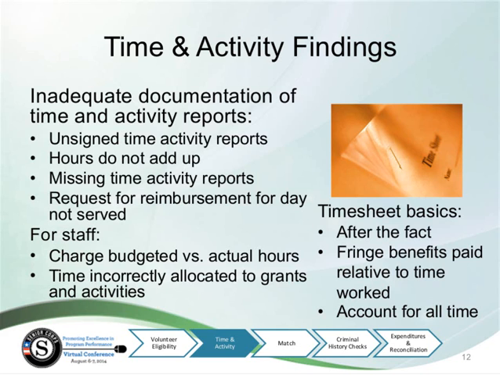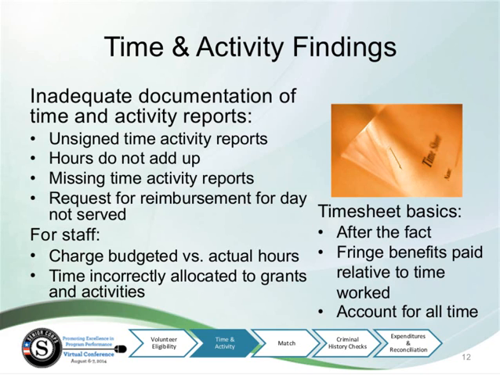In addition, specifically for staff, compliance findings uncovered time and activity reports where staff charged budgeted hours instead of actual hours. Staff incorrectly allocated time to other grants and activities such as fundraising or split responsibilities. For example, a Senior Corps grantee who manages both an SGP and an SCP program, but the director's activity report doesn't allocate the time between the two programs. The activity report only records total hours worked for the period, along with other leave time and sick time.